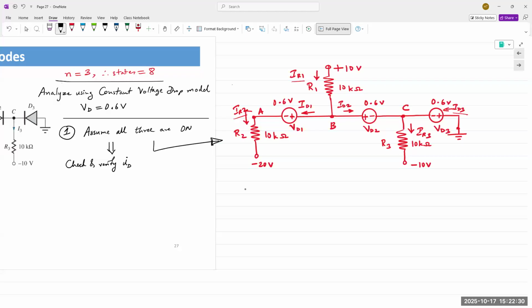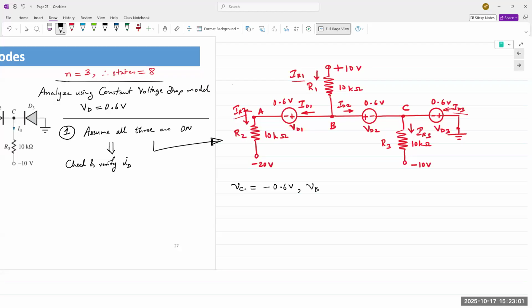What do we see up front? We have nodes A, B, C. I can estimate that VC is minus 6 volts, right? VC is minus 6 volts.